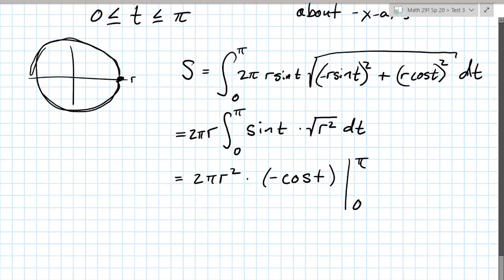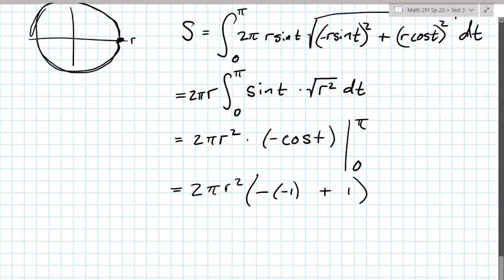So evaluating this at pi, the cosine of pi is negative 1, and then minus negative here. The cosine of 0 is positive 1. So it looks like we have 2 pi r squared times 2, which is 4 pi r squared. And you will recognize that as the surface area of a sphere.